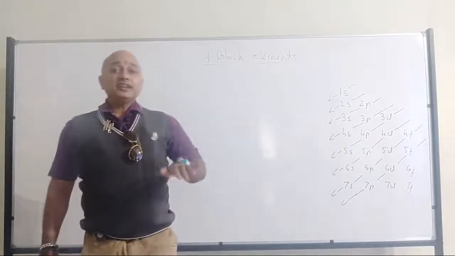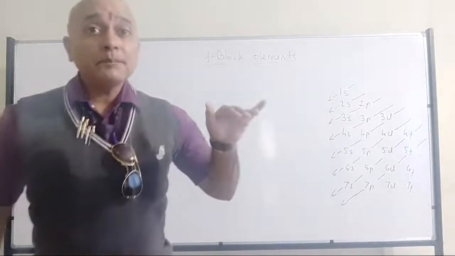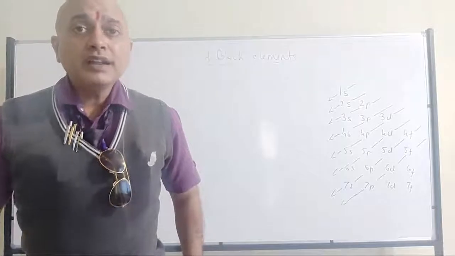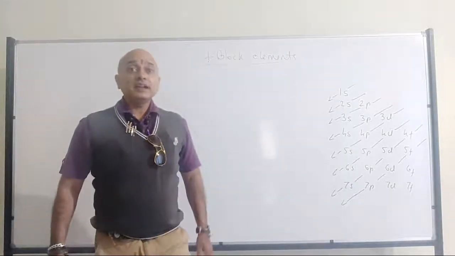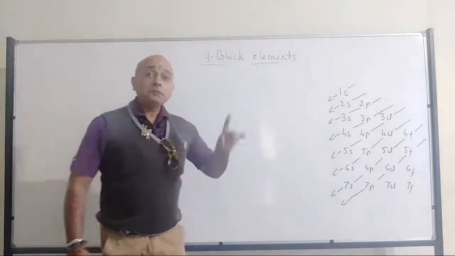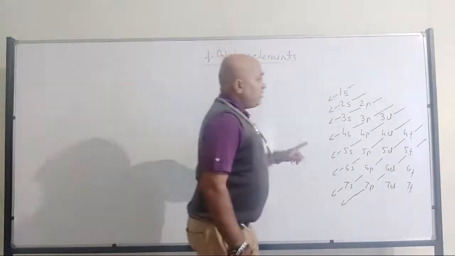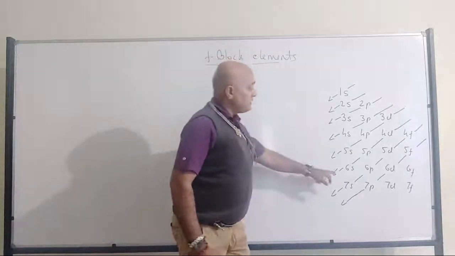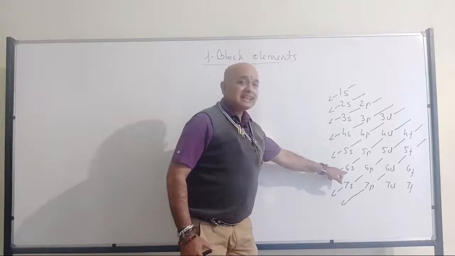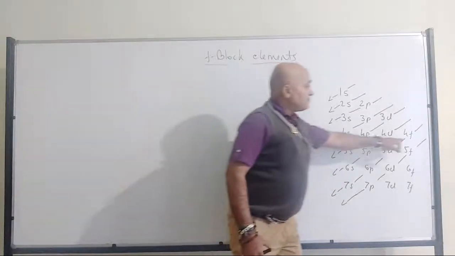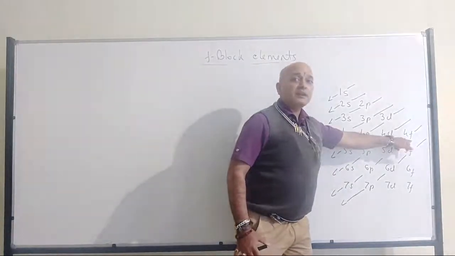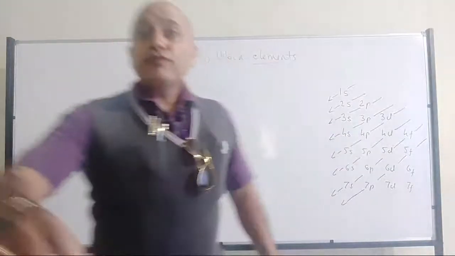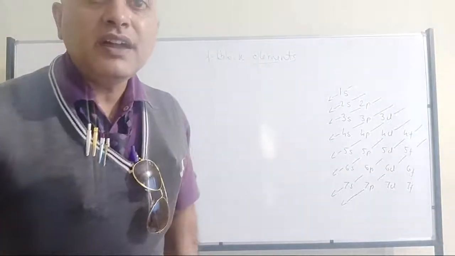But my question here is, from which particular period will the F block element be there in a periodic table? According to that, if I observe, after 6s is filled up, then only 4f is going to start filling up.